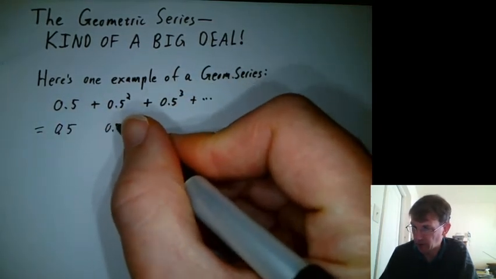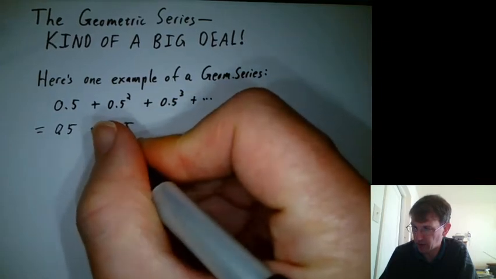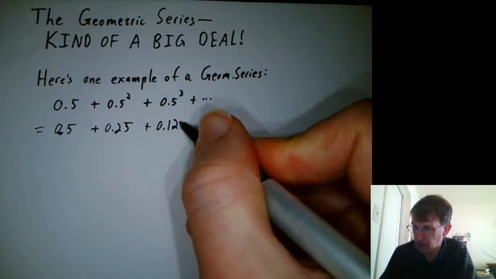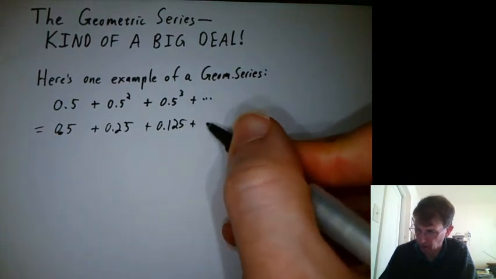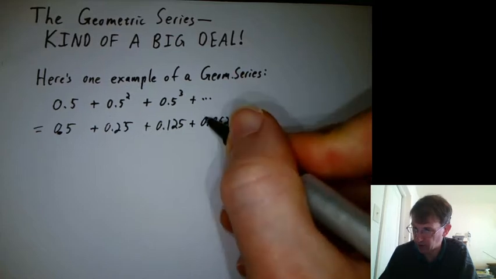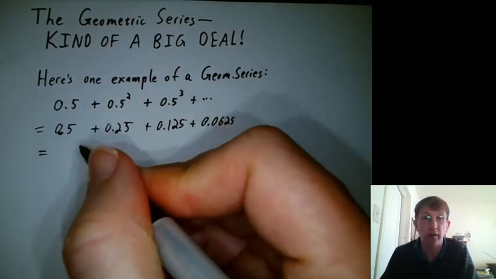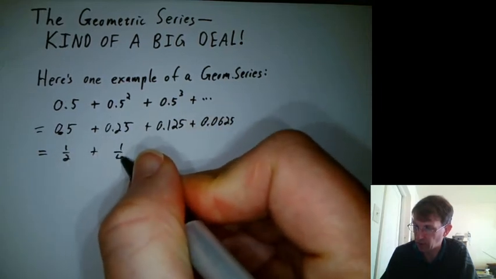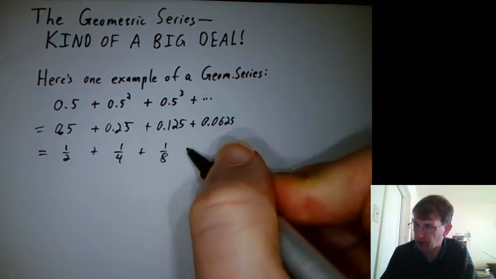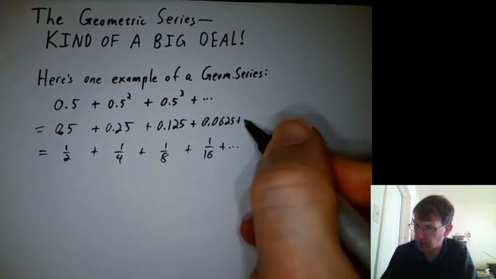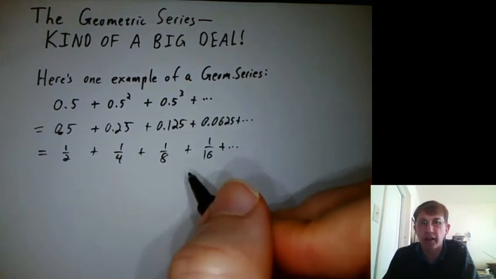0.5 squared is 0.25. 0.5 cubed is 0.125. 0.5 to the fourth is 0.0625. Or we could write it out as fractions, right? We could write 1/2 plus 1/4 plus 1/8 plus 1/16 plus ... What do you think that all adds up to?